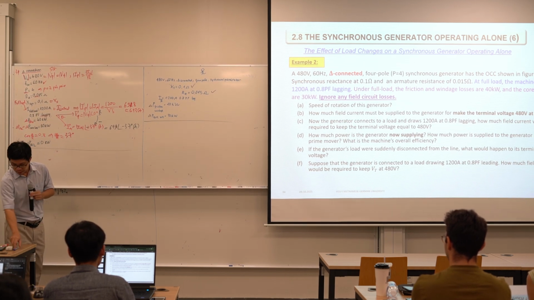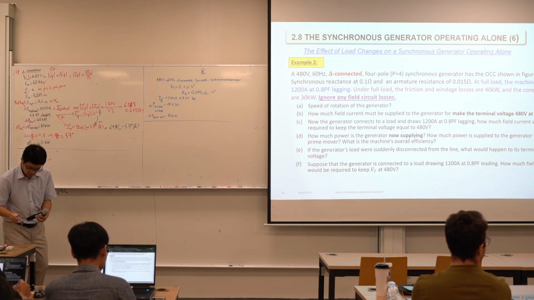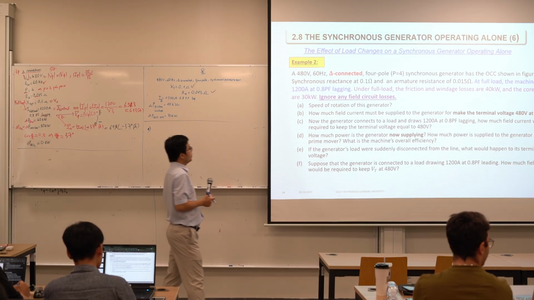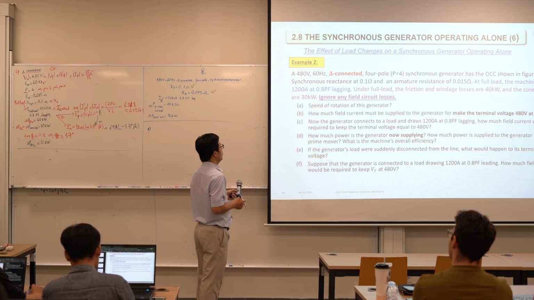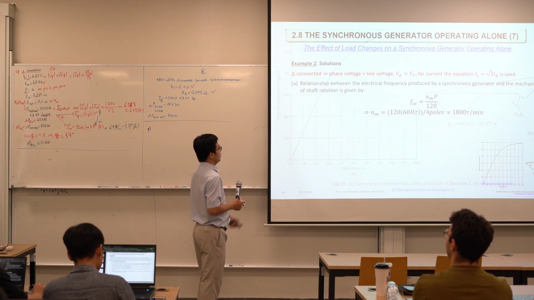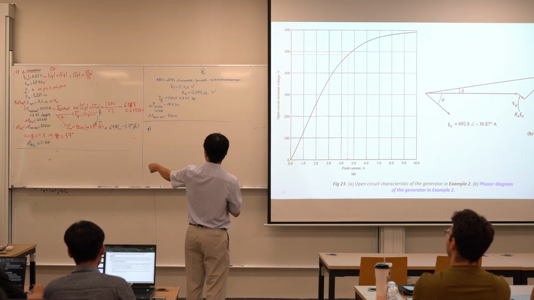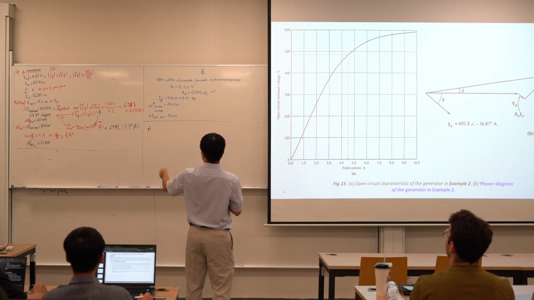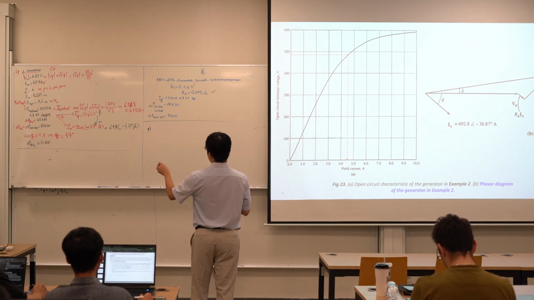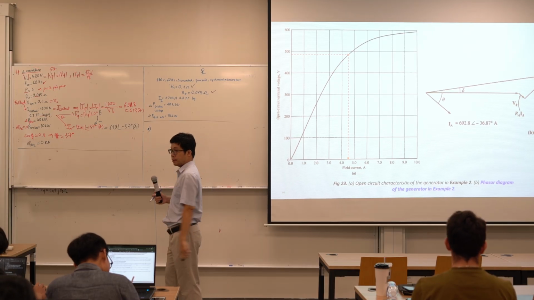Now we answer question A. We calculate the speed of rotation of this generator. Okay? Here, IA is 693 with minus 37 degrees. Why do we have 693? Because of the delta connection.